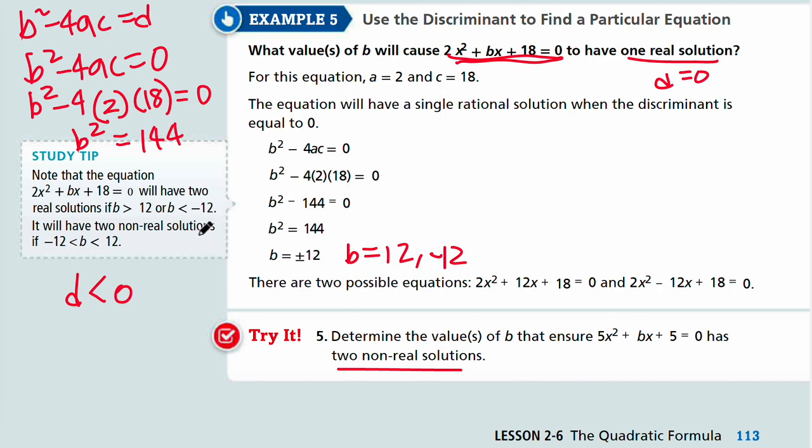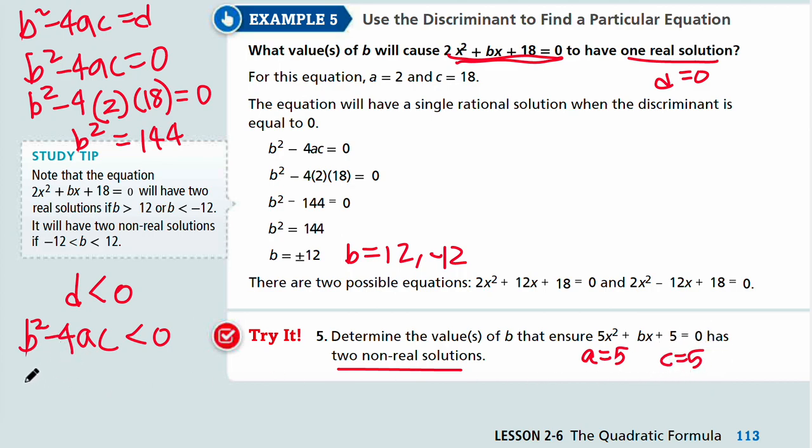So we have to solve an inequality in this case. D could be anything less than 0. So we're going to write the discriminant equation. b squared minus 4ac could be less than 0. And so first identify your a, b, and c. a is 5. b you don't know. c is 5.